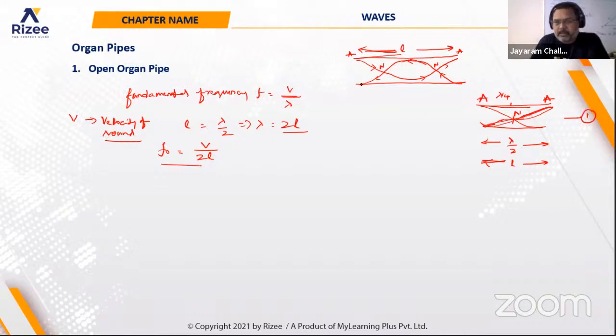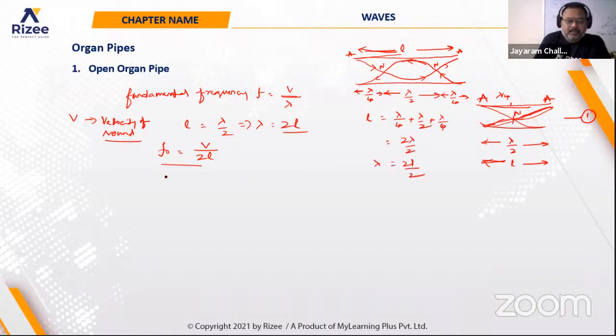Now in this case where two loops are being formed, the distance between the node and antinode is lambda by 4, and the distance between the node and the node, as we know, is lambda by 2. So in this situation, the total length L is nothing but lambda by 4 plus lambda by 2 plus lambda by 4, which is nothing but 2 lambda by 2, or lambda is equal to 2L by 2.